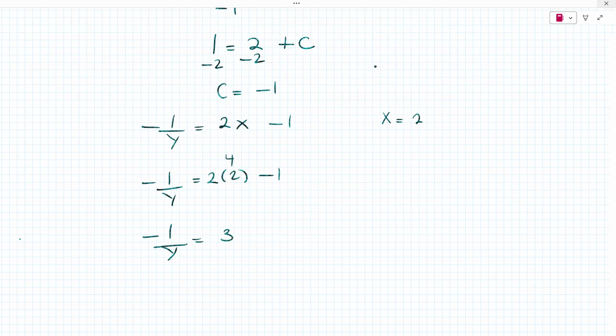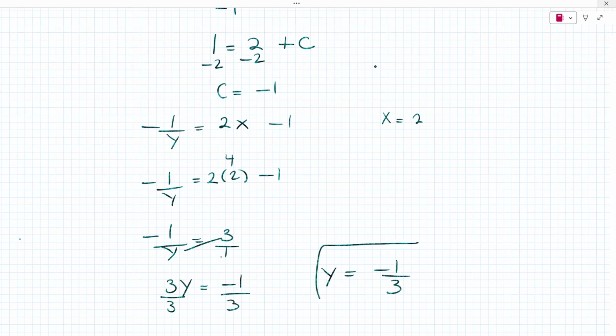Then you can solve for y by cross multiplying. So 3 times y is 3y. 1 times negative 1 is negative 1. And then solve for y by dividing both sides by 3. And you get y equals negative 1/3. Okay, that's your final answer.